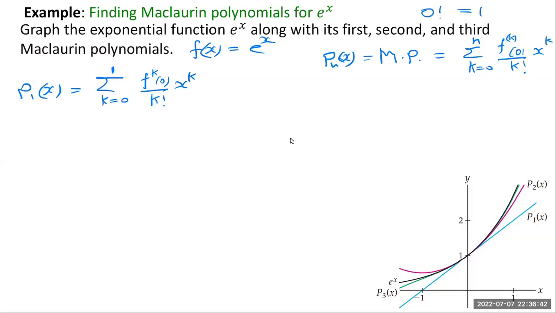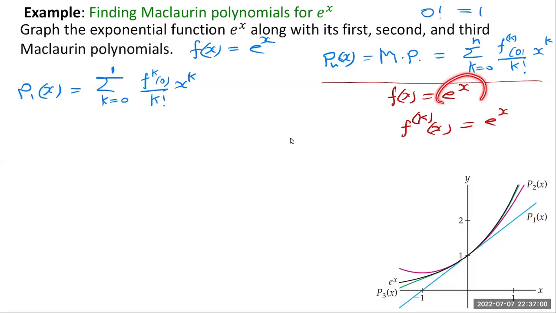Well, before we expand this, let's observe something here. We are working with f of x is equal to e to the power x, right? Then notice that any order derivative, f^(k) of x, is again e to the power x itself, because no matter how many times you take the derivative, the derivative of e to the power x is e to the power x itself. So any order derivative of this function would be again e to the power x itself.